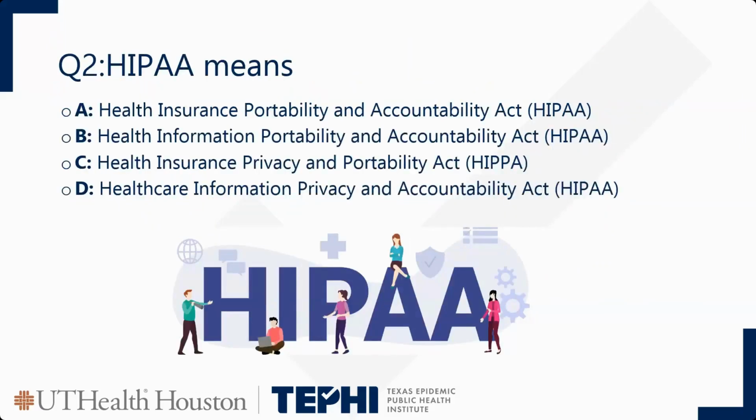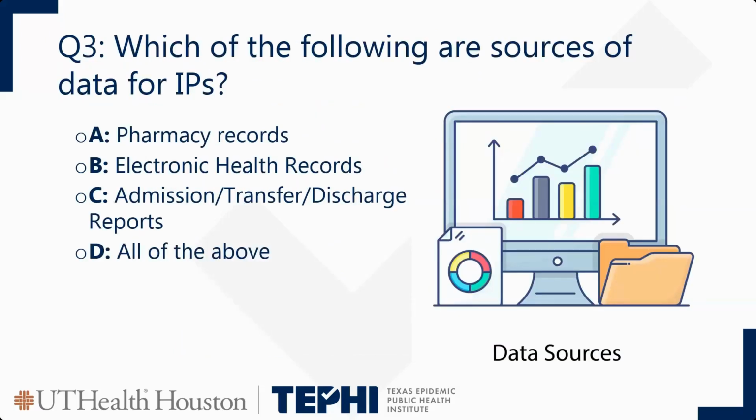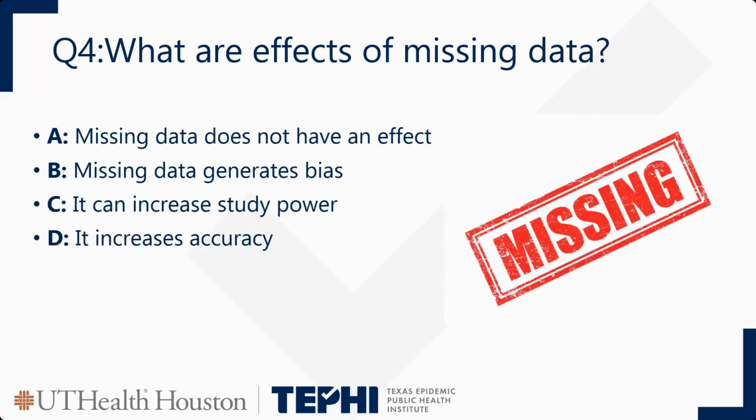Question 2, what does HIPAA mean? Is it the Healthcare Insurance Probability and Accountability Act? Is it the Health Information Portability and Accountability Act? Yes, B. Question 3, which of the following are sources of data? So where do IPs get their sources of data? Do we use pharmacy, electronic health records, admission transfer? Yes, awesome. D, great job.